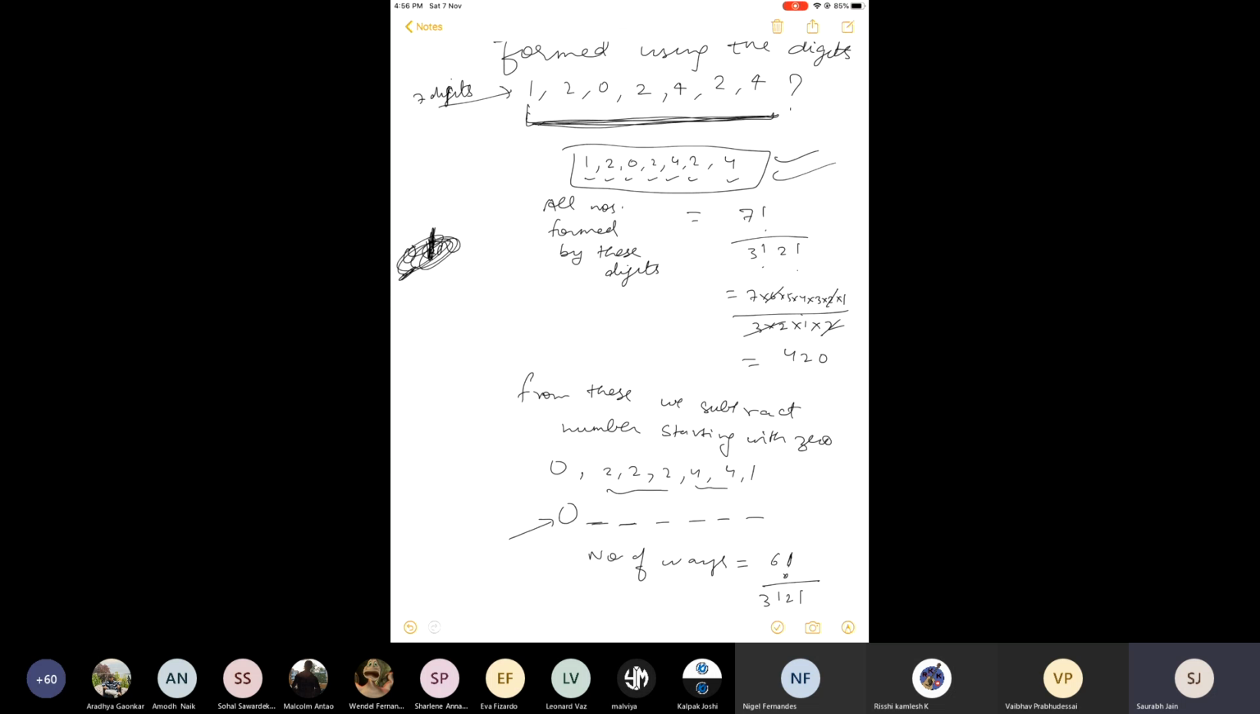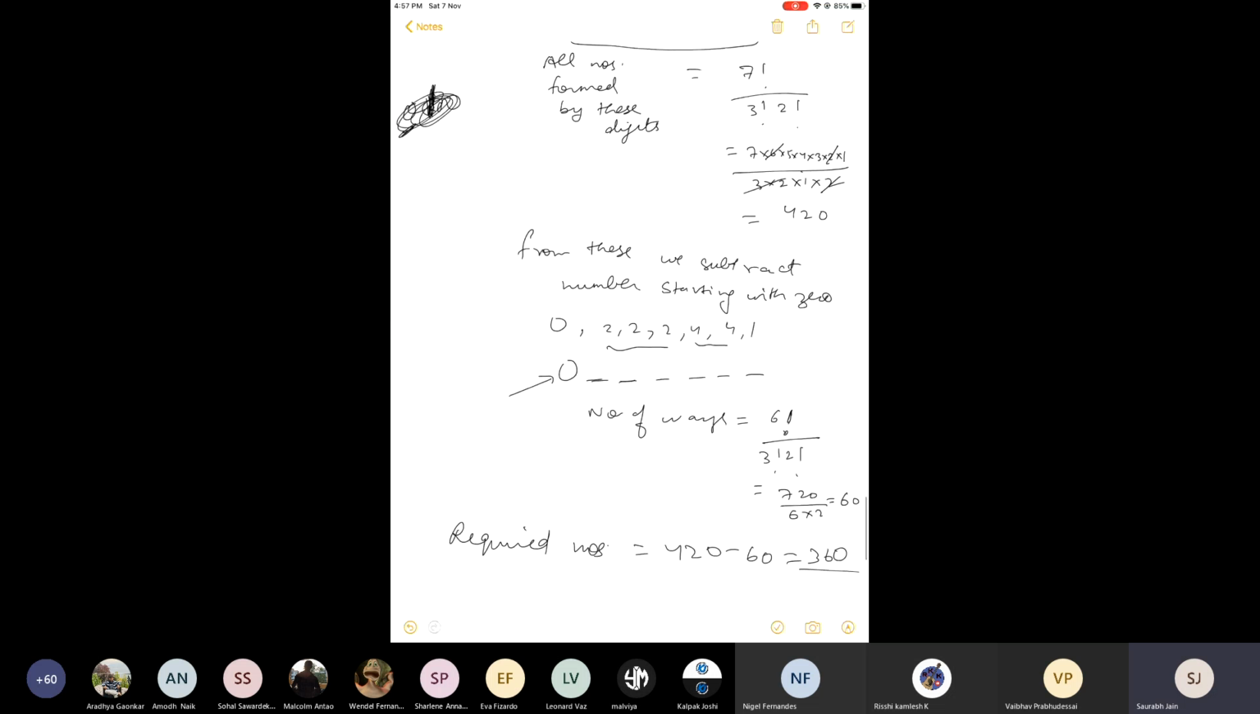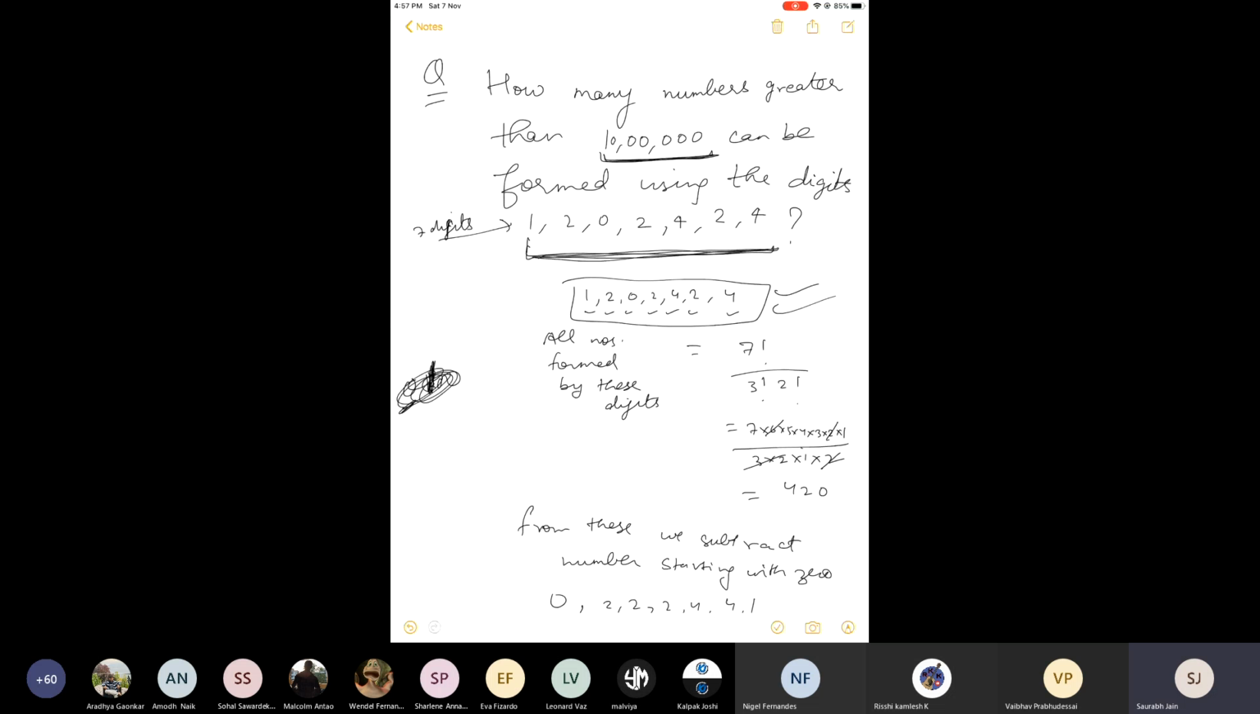So obviously, all the numbers which start from 0 will technically be 6-digit numbers. So they will be less than 10 lakh. So now 360, what is this? 360 is the total number of numbers which can be formed with these digits, and they will definitely be greater than 10 lakh. Okay, this is the explanation.